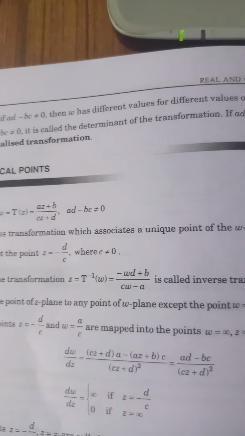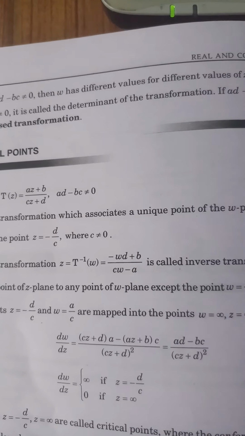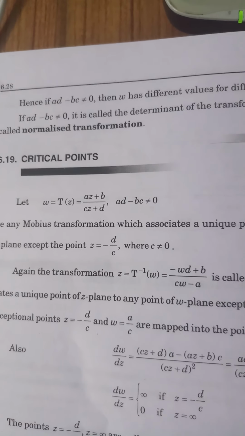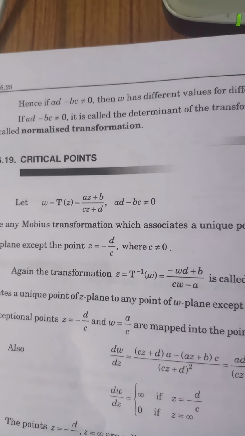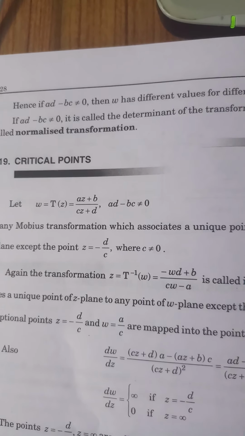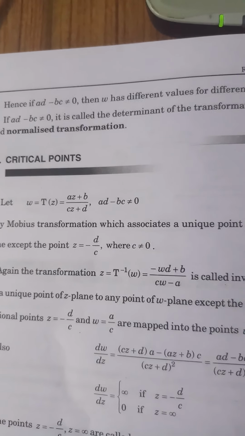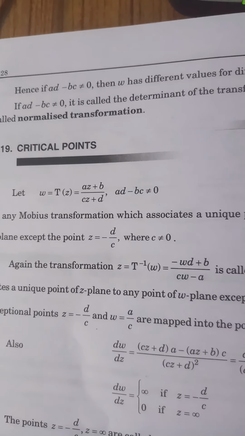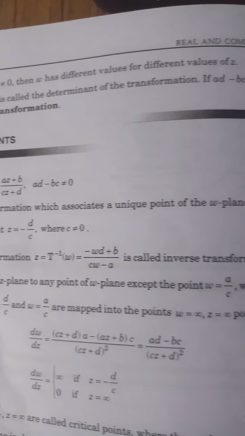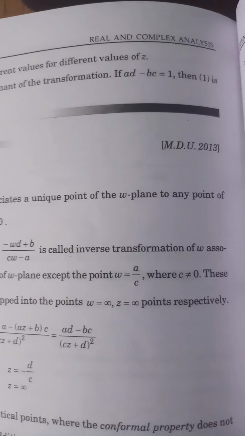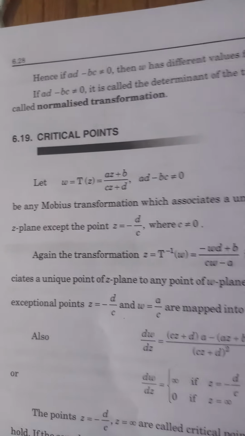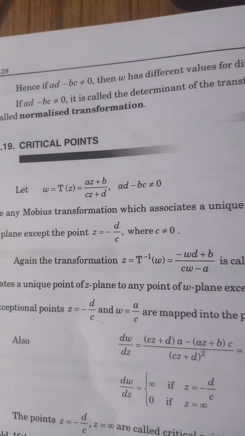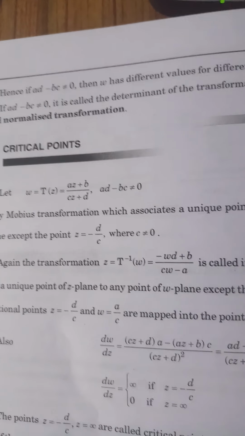AD minus BC not equal to 0. Let W equal to TZ, that is AZ plus B by CZ plus D, with AD minus BC not equal to 0. Any Mobius transformation associates a unique point of the W plane to any point of the Z plane except the point Z equal to minus D by C, where C is not equal to 0.